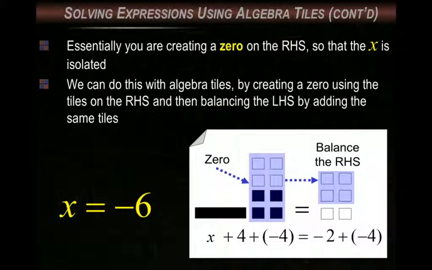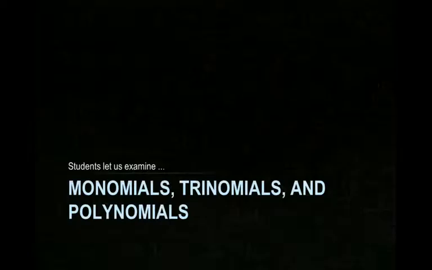Again, for some of you, that might be a bit challenging. I'm not going to worry too much about the algebra tile stuff today. It's just something to think about. Okay, a couple more terms you need to know. Because this word was in the curriculum at the beginning, you need to know what it means.